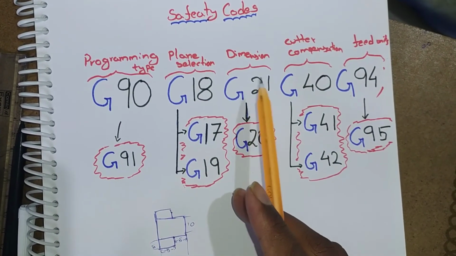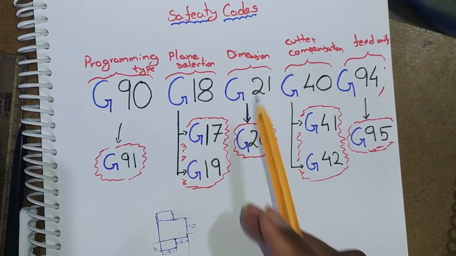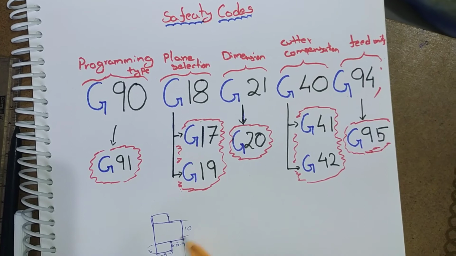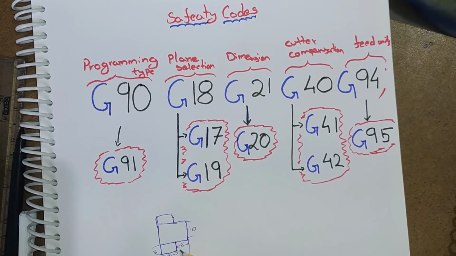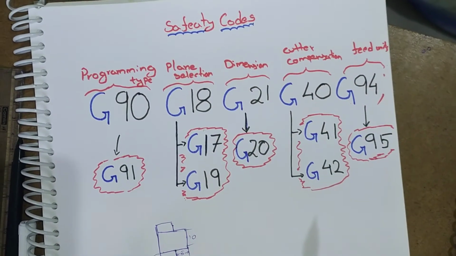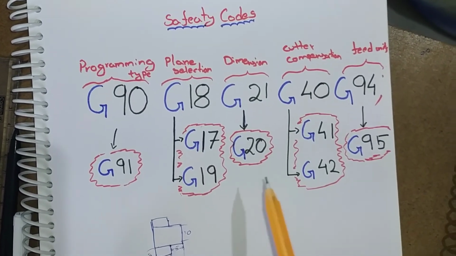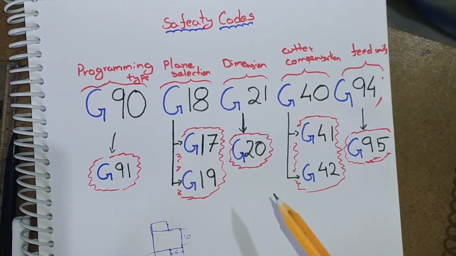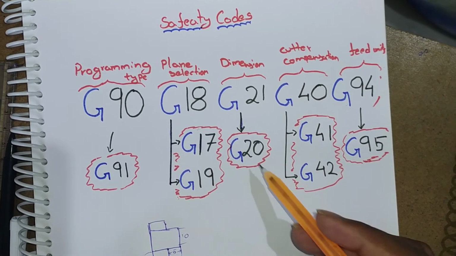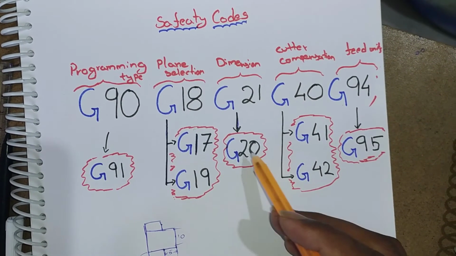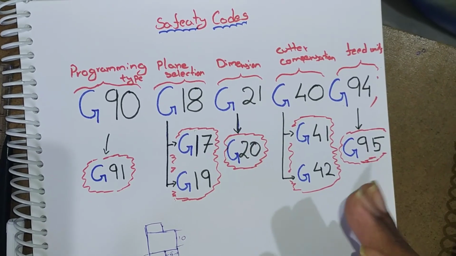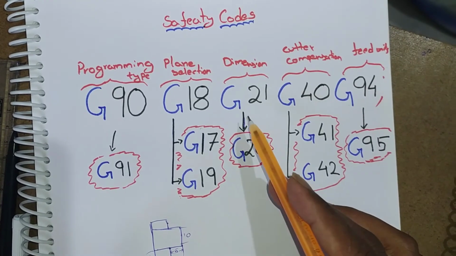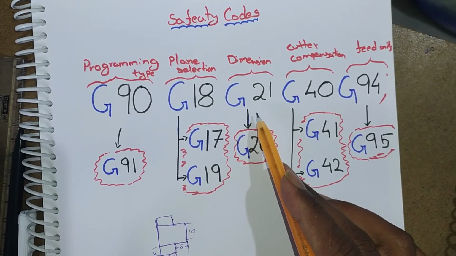The next code is the safety code for dimension, which sets the units of dimensions. Here we are considering values like 10 and 5. We give the units in the safety code. There are two international standards of units in CNC machines: inches and mm. Those two units are indicated by these G codes. G20 is for inches and G21 is for mm. Most of us consider mm in our Indian standards, so we mostly keep G21 as the safety code.